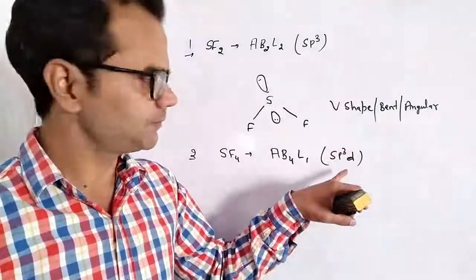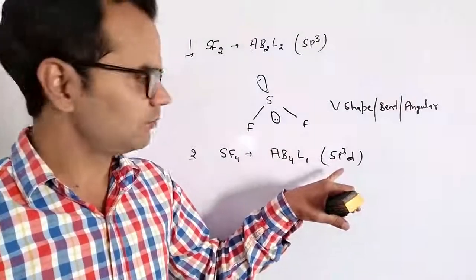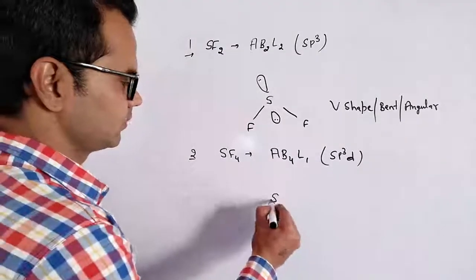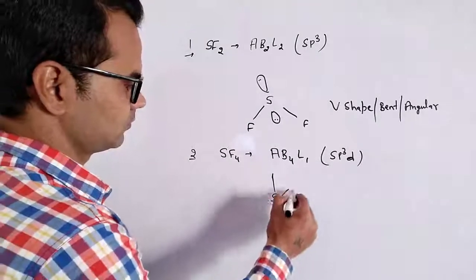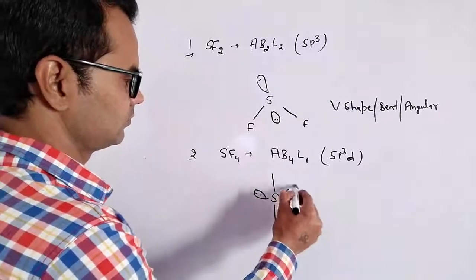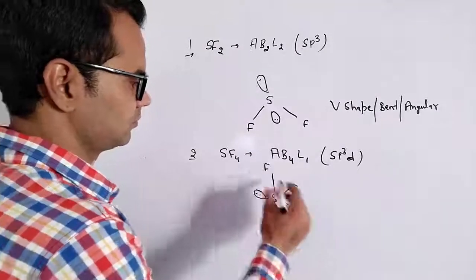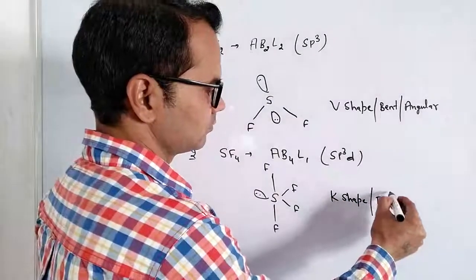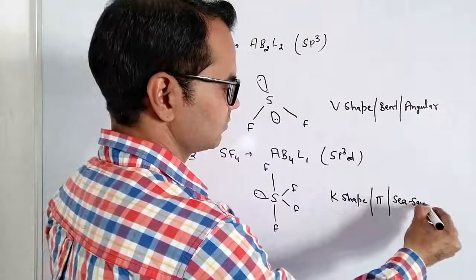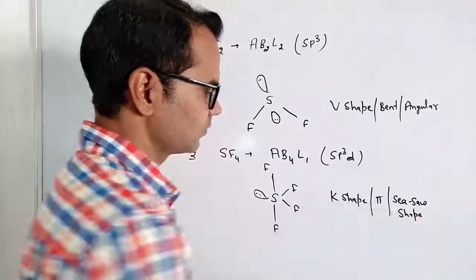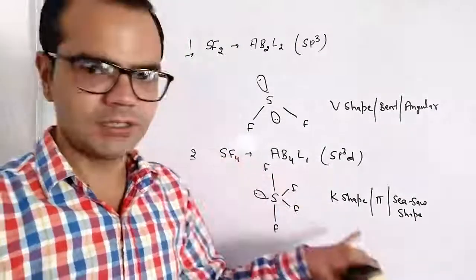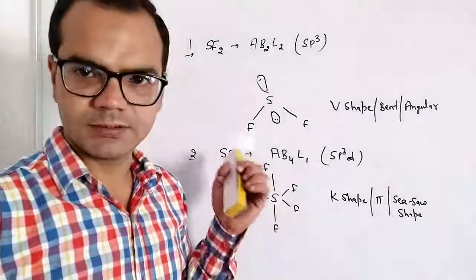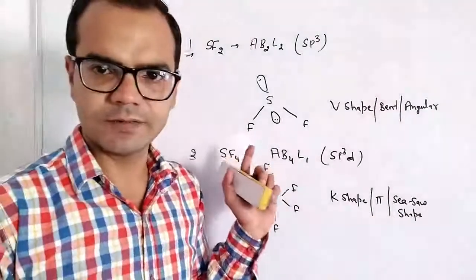Its expected geometry is trigonal bipyramidal, but due to presence of one lone pair, it will change to a seesaw shape. So the geometry or structure of SF4 is seesaw shape. Next, the third fluoride is SF6.